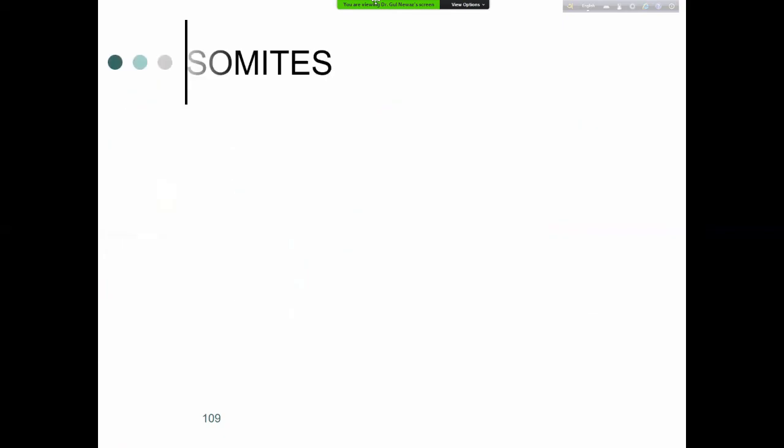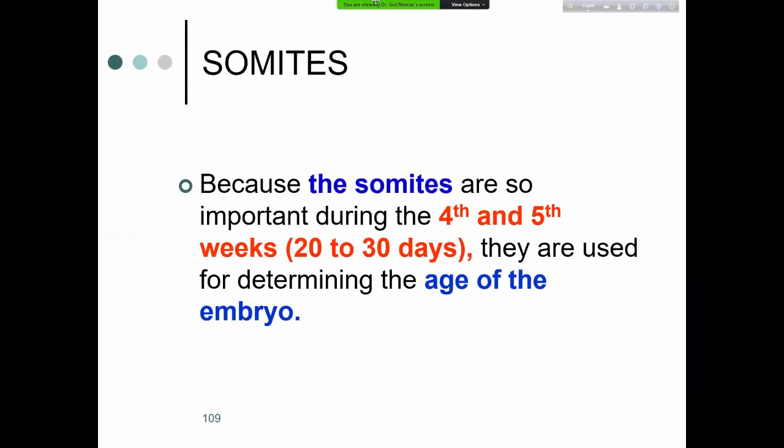Now, because the somites are so important during the 4th and 5th weeks, that is 20 to 30 days, they are used for determining the age of the embryo. Because I just told you that the first pair of somite appears during the 20th day, and thereafter 3 pairs per day until the end of the 5th week. So as this is very mathematical, we can calculate the age of the embryo by seeing the number of somites. If there is 1 pair of somite, then we can say the embryo is of the 20th day. If it is 4 pairs, the embryo is of 21 days, like this.